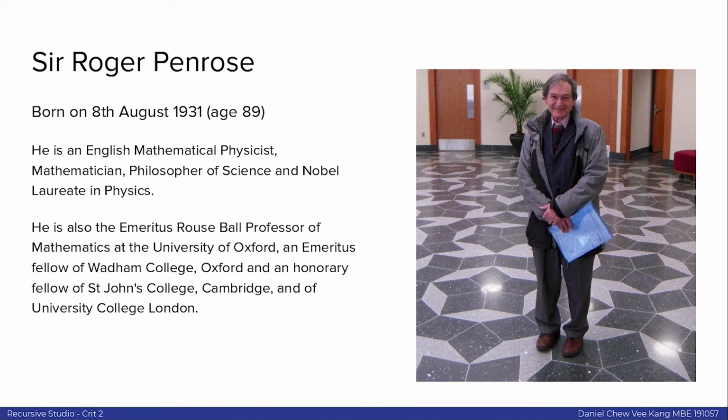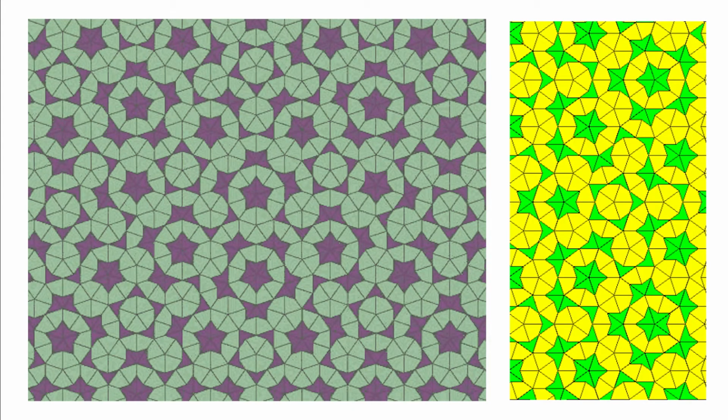He is an English mathematical physicist, mathematician, philosopher of science and Nobel laureate in physics. He is also the Emeritus Rouse Ball Professor of Mathematics at the University of Oxford and Emeritus Fellow of Wadham College, Oxford, and an Honorary Fellow of St. John's College, Cambridge, and of University College London. He found this pattern in 1973, which I will explain later on.